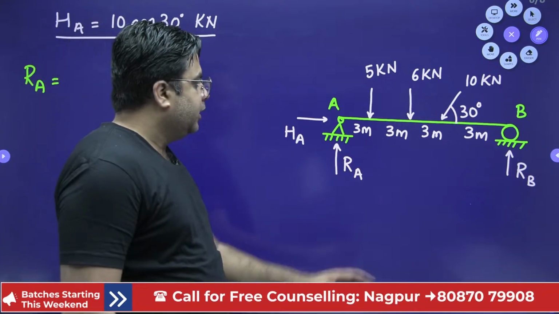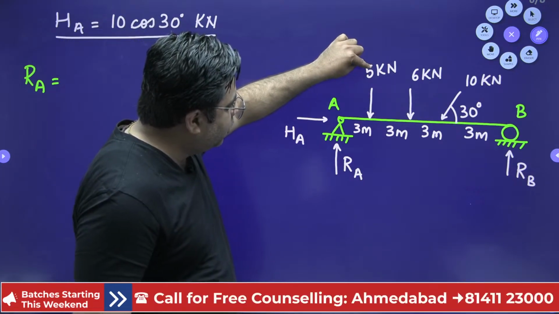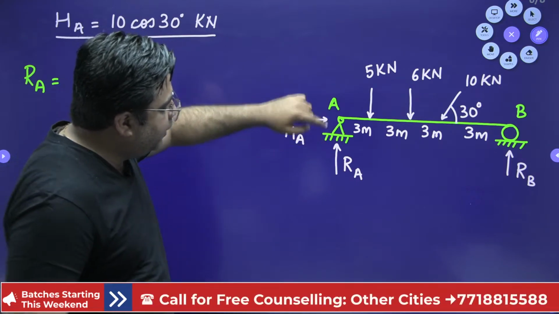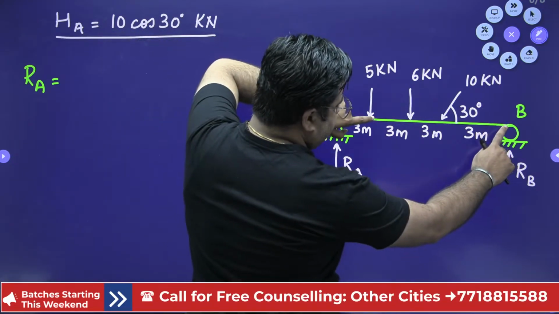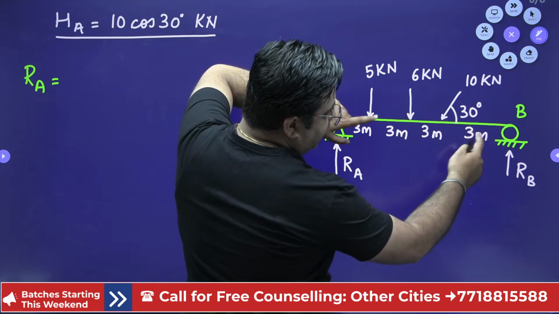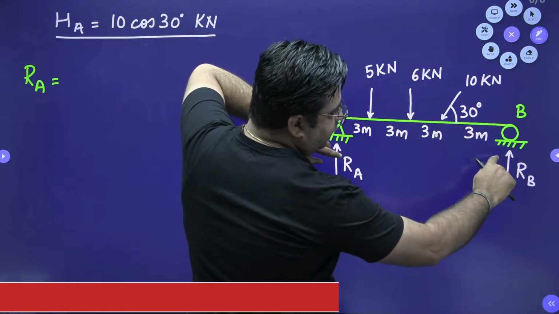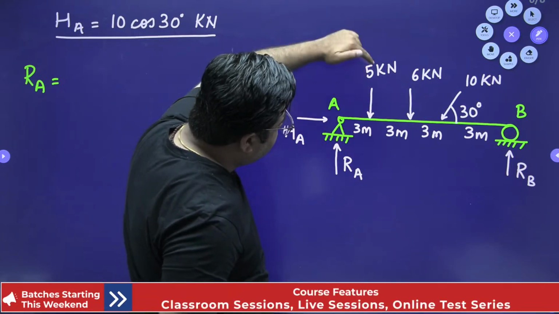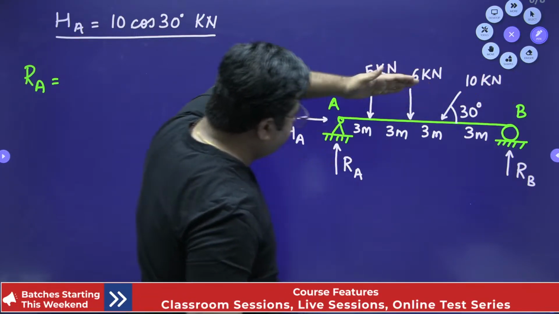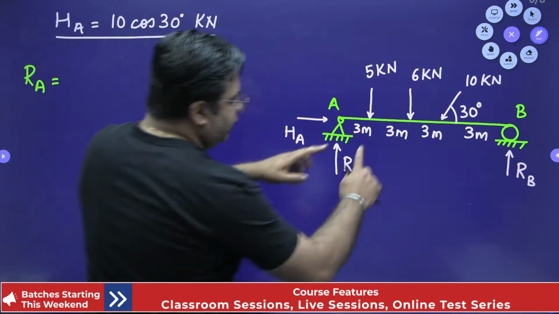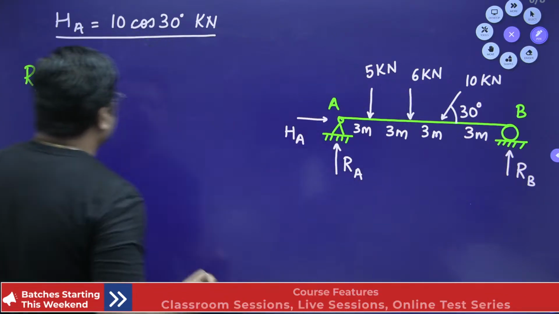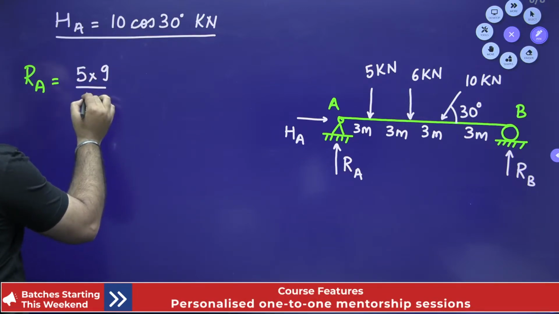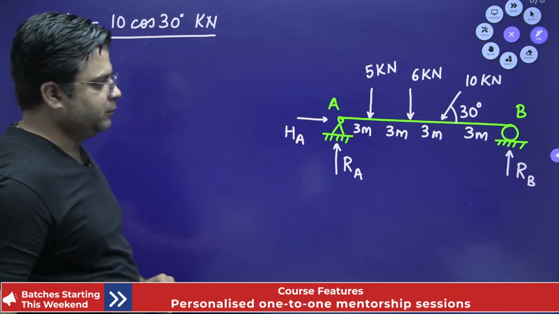Okay. Now for this 5 kilonewton load, the component of this 5 kilonewton load on Ra will be 5 into this distance, that is 3 plus 3 plus 3, 9, divided by the total length, which is 12. So Ra is 5 into 9 divided by 12. This is the first.